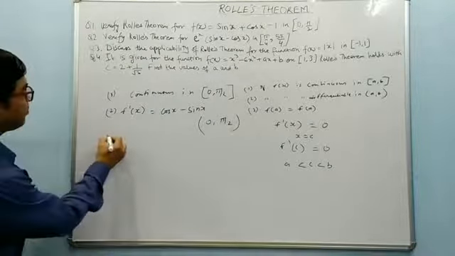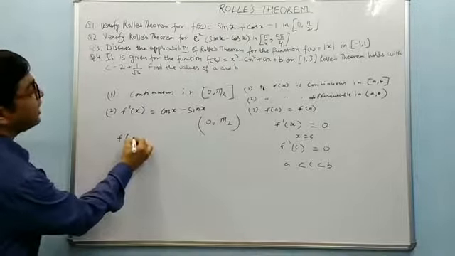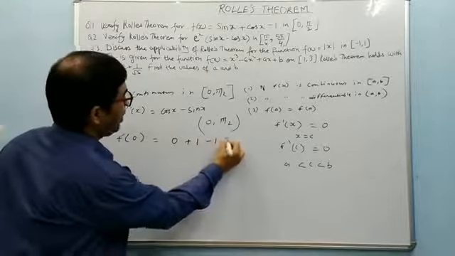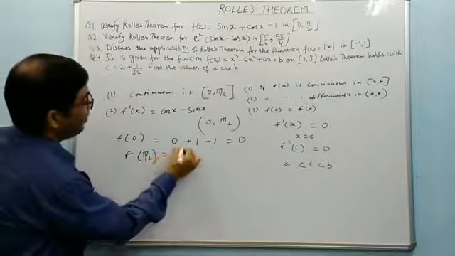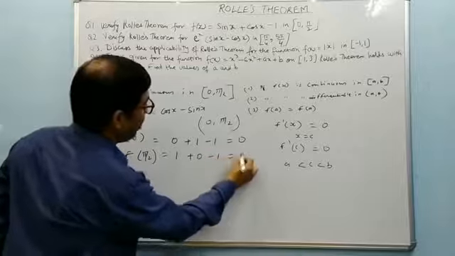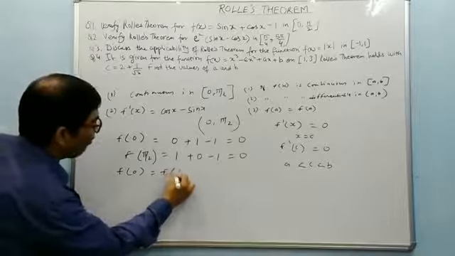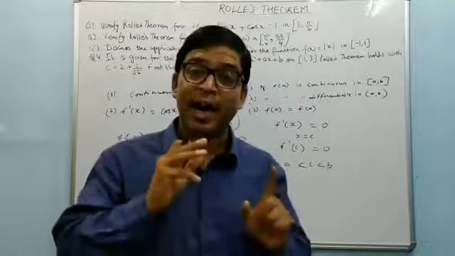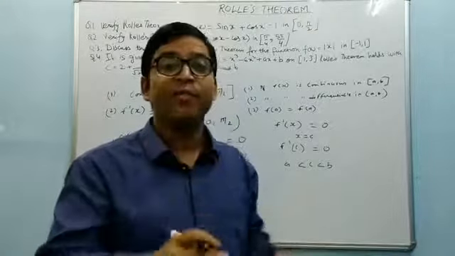Now we have to check whether f(a) is equal to f(b) or not. Now f(a), that is f(0), is going to be sin 0 is 0, cos 0 is 1, minus 1 coming out to be 0, and f(b), that is f(pi by 2), sin pi by 2 is 1 plus cos pi by 2 is 0 minus 1 coming out to be 0. So f(a) is also equal to f(b). So the first three conditions are met. So we can say that f dash x will be 0 and that value of x which we term as c will be between a and b.